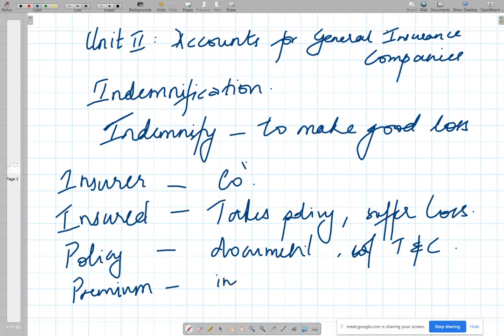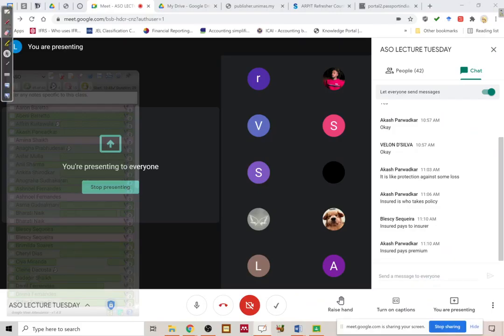Okay, premiums are, like we said, installments. Another very important term is a claim or claims. What is a claim? Yes, what do we mean by a claim in case of insurance? And when does it arise? Ever come across insurance claims?